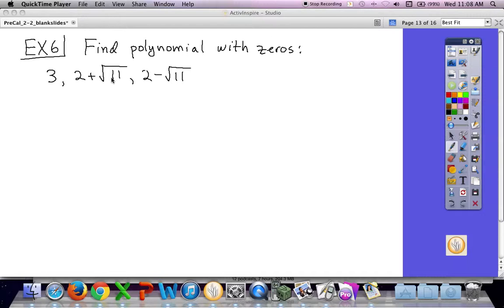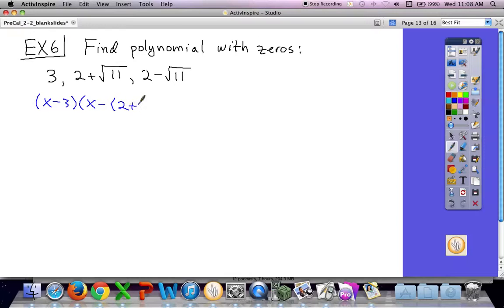These are called conjugates. When the only thing you change is the sign in between those two terms, that's called a conjugate. And they'll always occur in conjugate pairs. Okay. So they gave us a problem where actually they showed us already both the conjugates as being zeros. But you still have to do the same thing, right? You still have to go like this. X minus 3 times x minus the zero in parentheses, 2 plus the square root of 11, right?